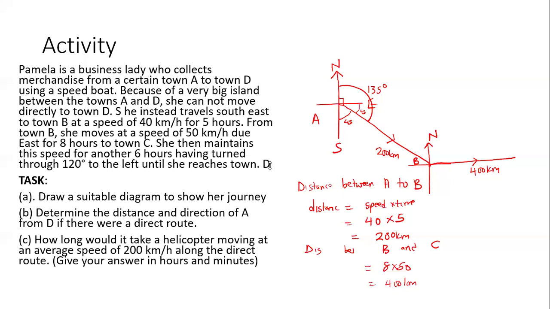Okay, now from there, we are here. She then maintains this speed for another 6 hours, having turned through 120 degrees to the left. Now, that statement was very, very important. Yes, it was very important. And that is where many children went off. It seemed to be a very easy number. Now, what does it mean?